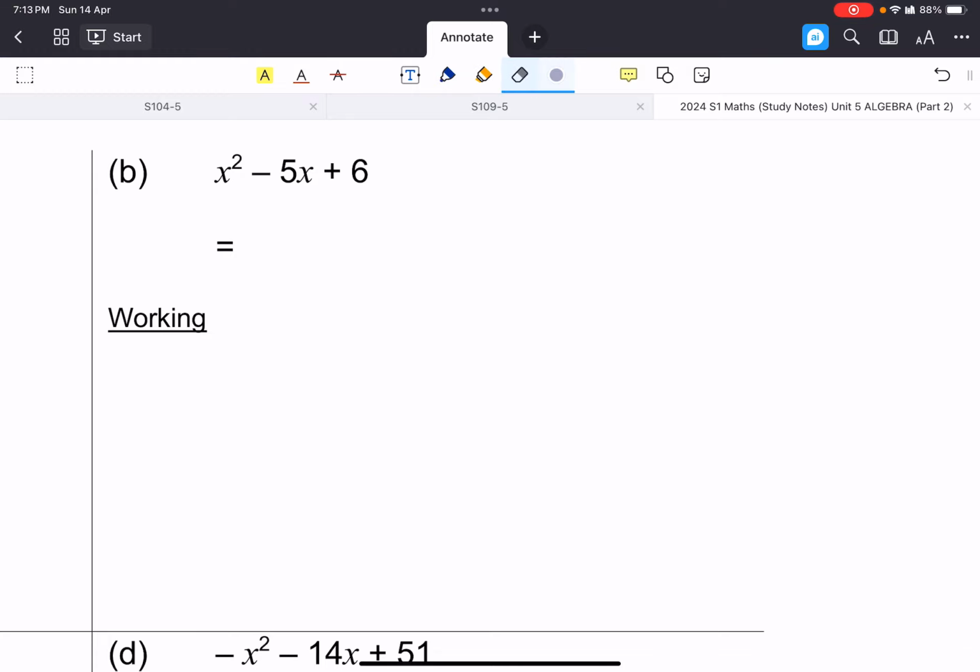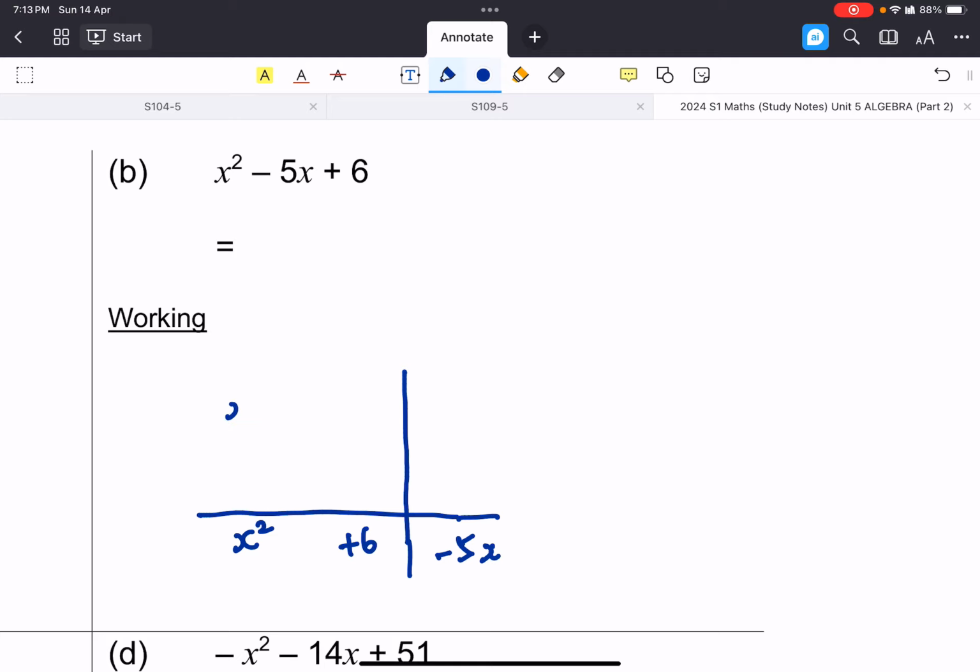So let's start with the cross method. Why not? In this case, let's use the cross method. So I'm going to have x squared here, and positives here. But this time around, it's going to be a negative 5x over here. So again, looking for the combination, x and x give me x squared. I'm going to cross it. And in this case, I don't want to use 2 and 3, because I have a negative 5x here.